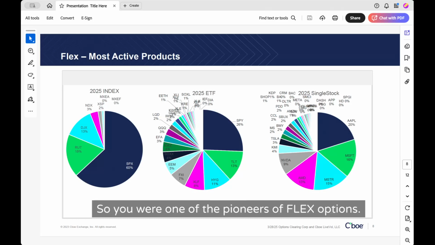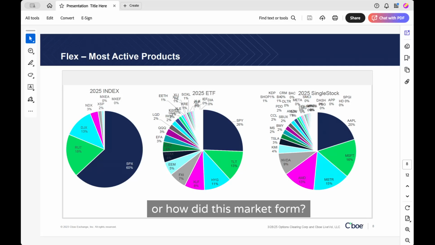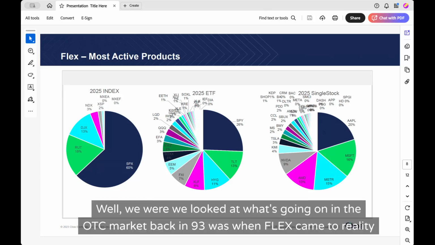So, you were one of the pioneers of flex options. How did this market originally come to be? Is it just the customization that people wanted that they were not able to get from listed options, or how did this market form?